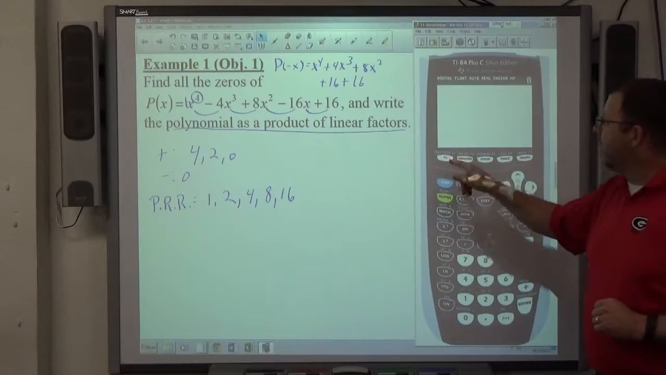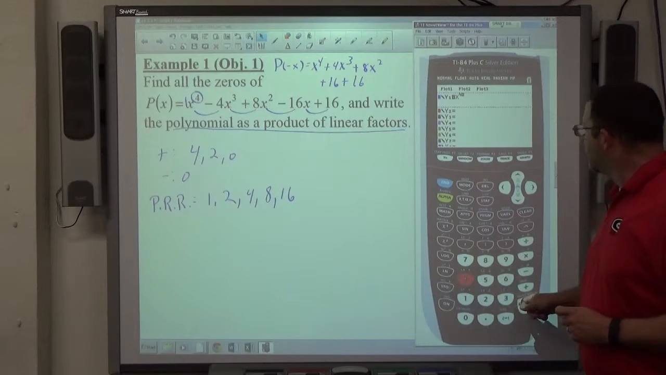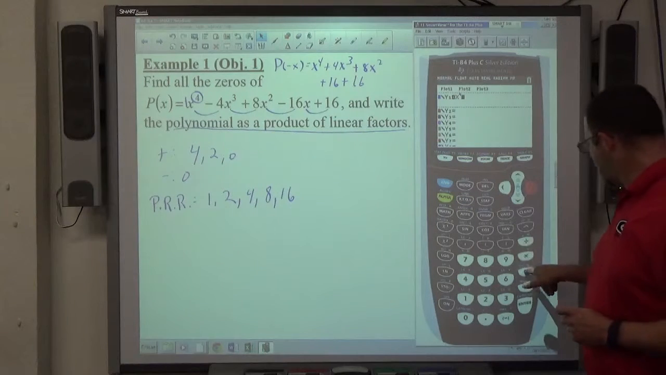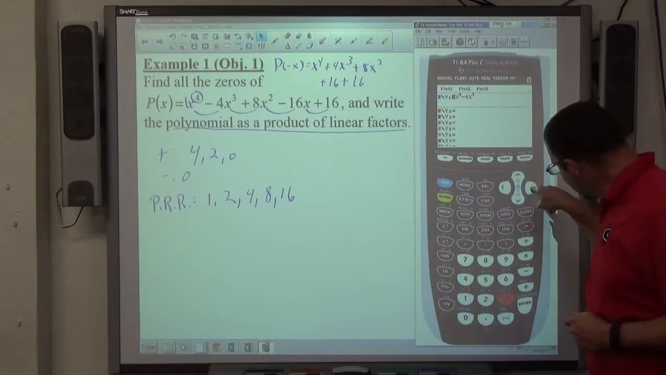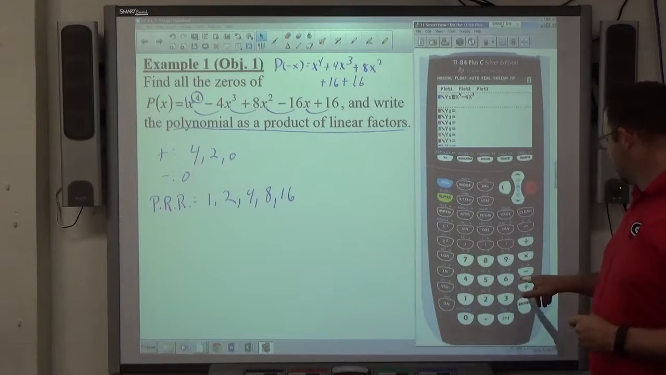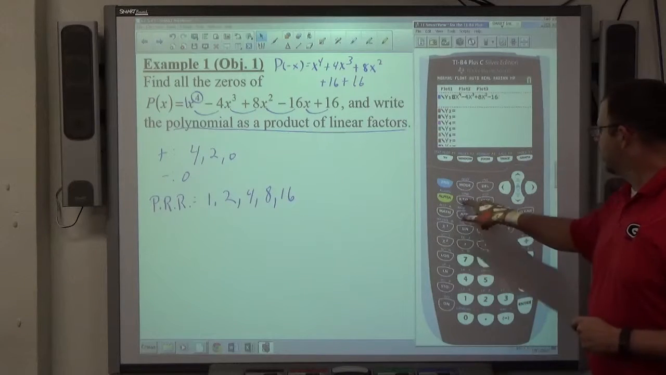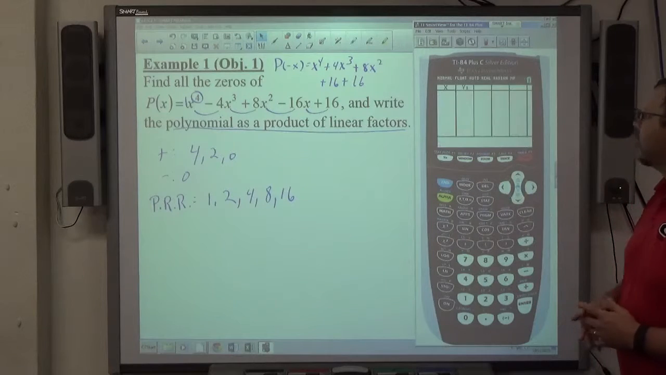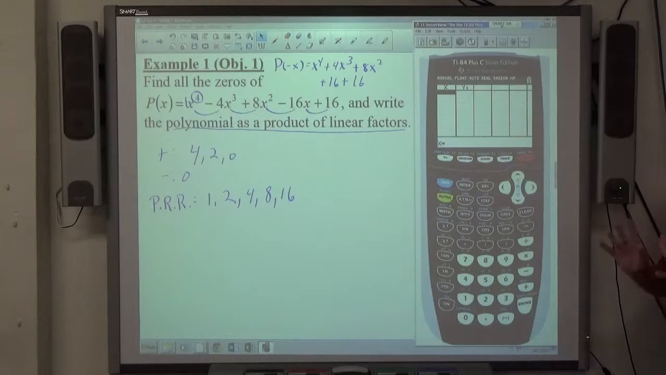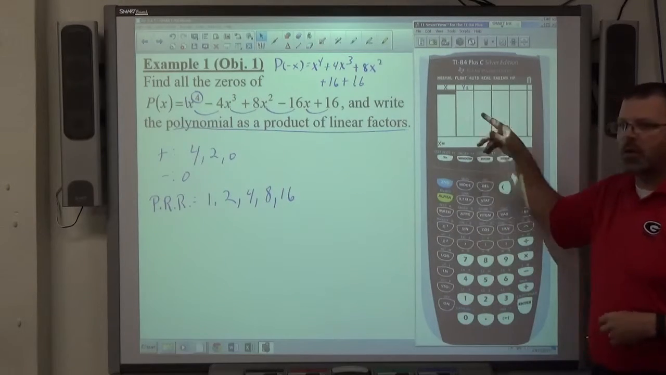Then I go to my y equals, and I try to determine some answers here. So x caret 4 minus 4x caret 3. Remember, every time you hit the caret key, hit the right-hand button to get out of that power level. Plus 8x squared minus 16x plus 16. I'm going to go to my table. I only want to find 2 answers, so I'm going to stop once I get 2 answers.